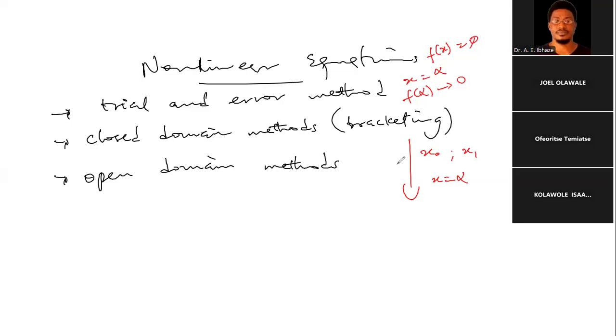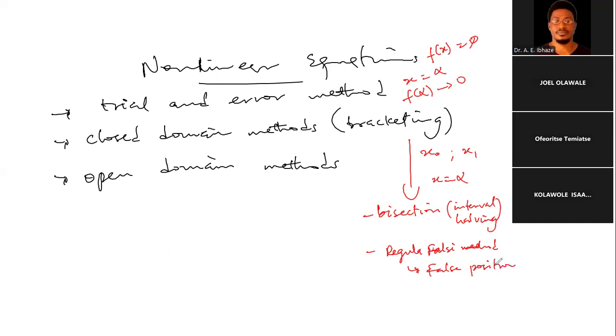The methods we are going to look at here are the bisection method, which is the interval halving method, and also the regula falsi method, which we also call the false position method. The 2 given points serve more like boundary conditions, so we want to figure out the root within that domain.